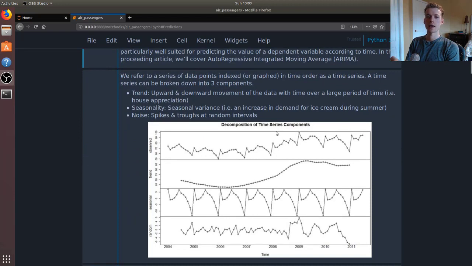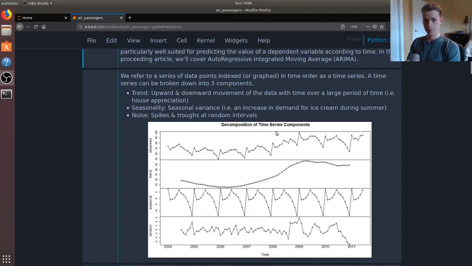Time series can be broken down into three components. It has a trend component, it has a seasonality component, and it has a noise component. Trend refers to the upward or downward movement through time. A common example of that would be the stock market. The stock market goes up and down, but over the long term, it has a trend that is going up.